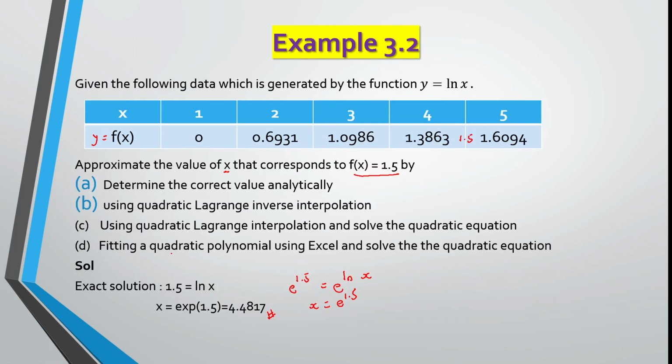There is a question C here, using quadratic Lagrange interpolation. This is using inverse interpolation, then solve the quadratic equation. D is, instead of using the quadratic Lagrange interpolation formula, we can fit a quadratic polynomial using Excel and obtain the equation quickly using the trend line. Using Excel, you can get the quadratic equation quickly instead of doing it manually. So D is a quicker way, instead of doing C manually.